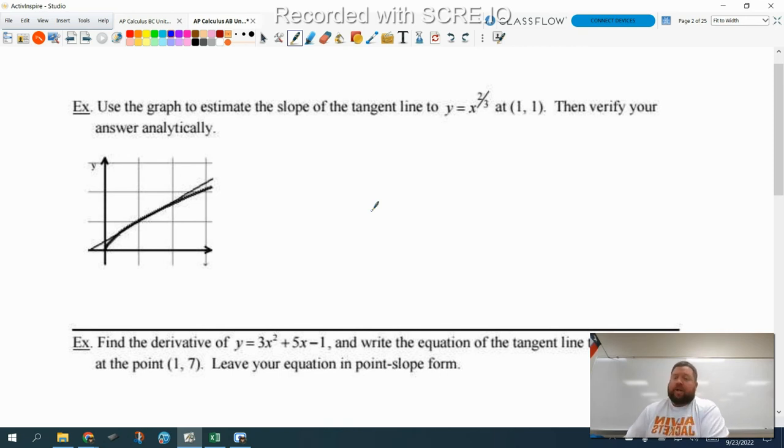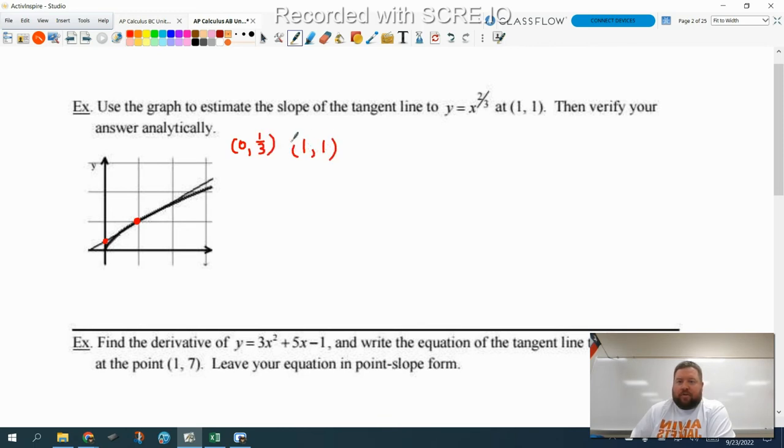So we're going to use this graph to estimate our slope at 1, 1. They've drawn in the tangent line for us. We're just going to try to grab a couple points from this tangent line. We know that 1, 1 is one of those points. I'm going to try to identify, a little tough here, we don't have any good ones. Let's just try to go here. I'm going to say maybe that's like a third. That seems good to me. So 0, 1/3, and 1, 1.